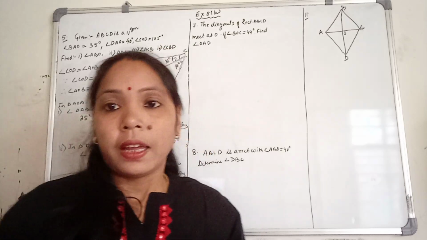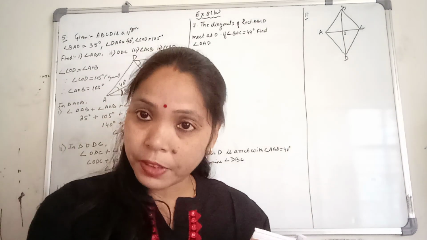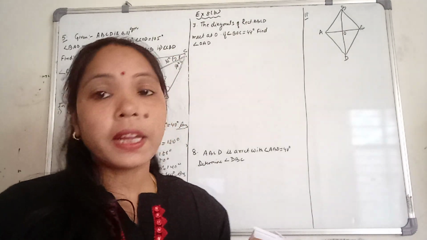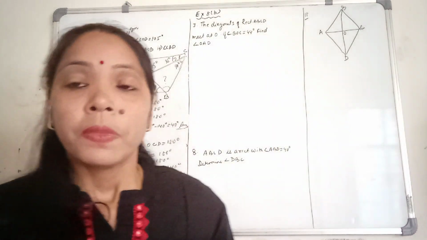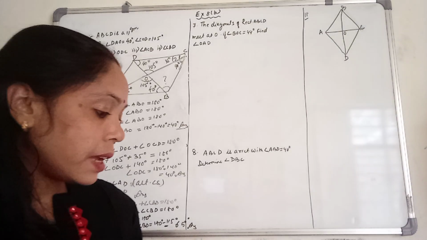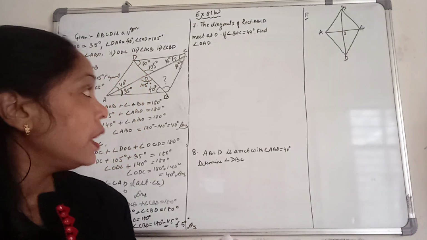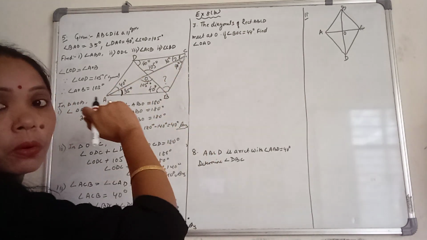Hello student, as we have already completed question number 5 in our first video, now in the second video we are going to solve questions number 7, 8 and 11. Question number 7: the diagonals of a rectangle ABCD meet at O. If angle BOC equals 44 degree, find angle OAD.